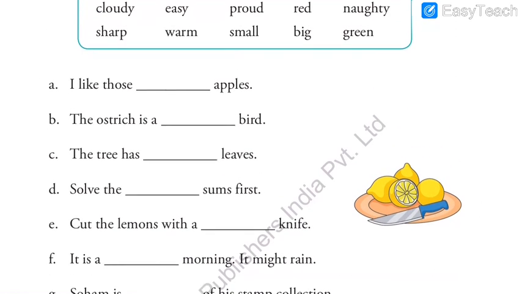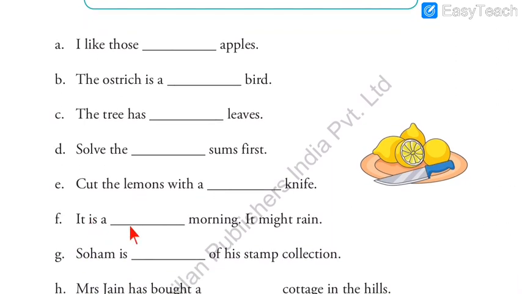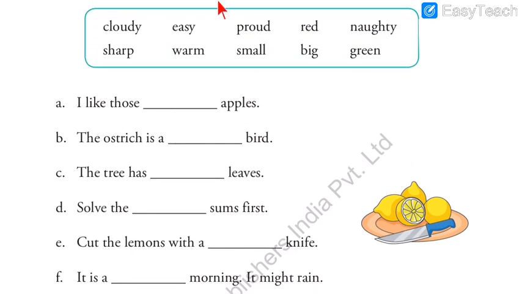So here, if you can see sentence F, it is a dash morning. It might rain. So, what could be the answer? How can you describe the morning and how can you relate it with it might rain?